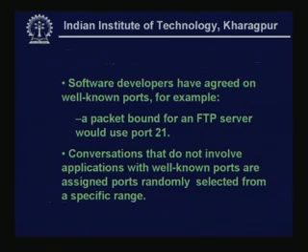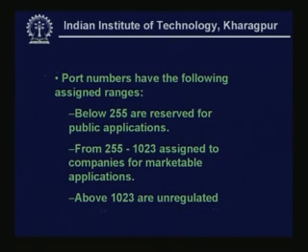So, conversations that do not involve applications with well known ports are assigned ports randomly selected from a specific range. And there is an organization, IANA, which handles these port numbers. Port numbers have the following assigned ranges. Below 255, that means 0 to 255, they are reserved for public applications like FTP, SMTP, HTTP, etc. From 255 to 1023, these are assigned to companies for marketable applications, and above 1023, these are unregulated. Up to port number 1023, these are reserved, and that is again divided into two parts, one for the public applications and the other for some vendor specific applications, but they are all well known port numbers.